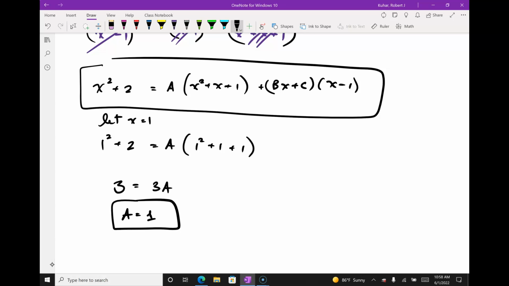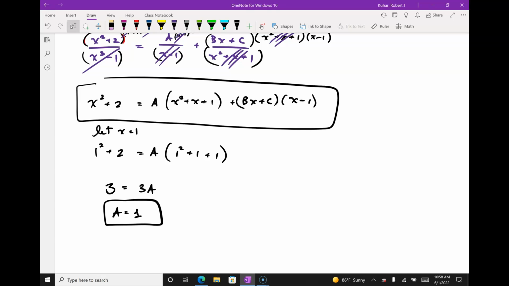What else? Who's got a good value to pick? 2? Sure, 2's fine. I like 0. Probably negative 1 is okay. I'm going to go with 0 though, because it's going to clear most of the things out that I don't want, right? So 0 squared plus 2 equals A times 0 squared plus 0 plus 1 plus B times 0 plus C times 0 minus 1.